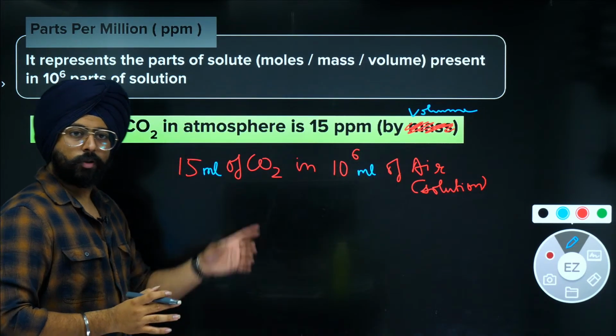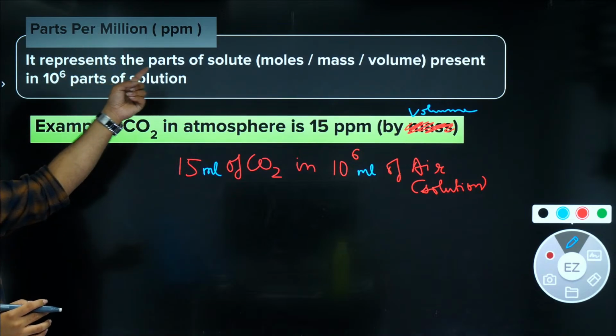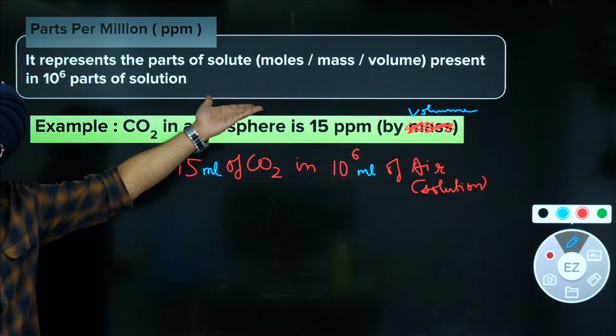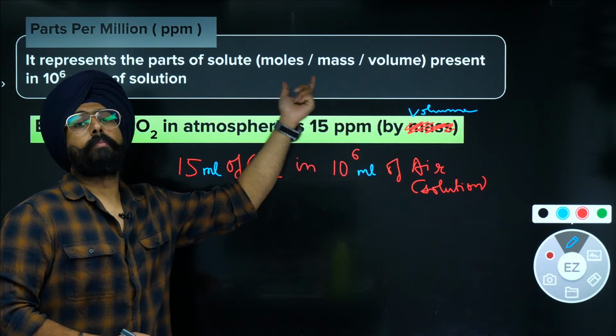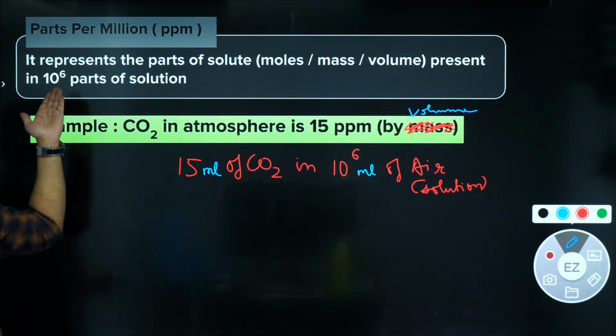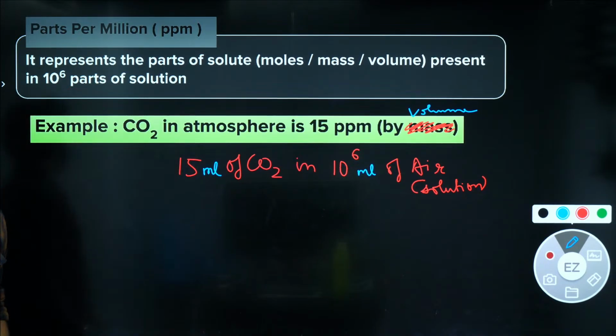Understood? So parts per million represents the parts of solute, depending on the case, it could be written by mass, by volume, by moles, in 10 to the power 6 parts of solution.